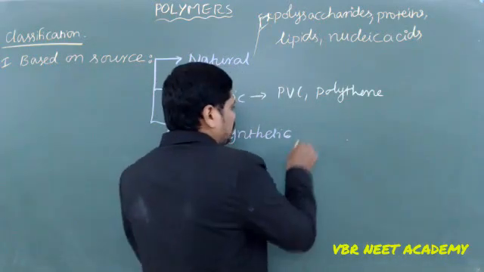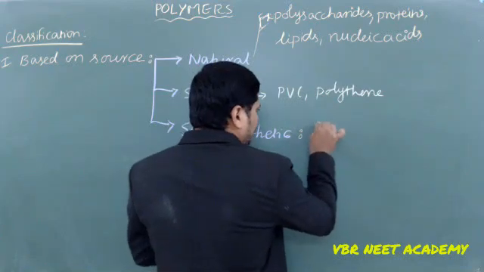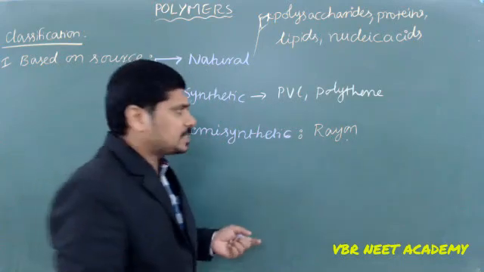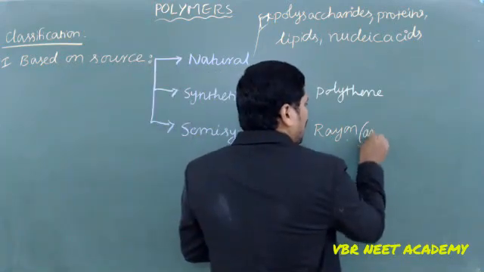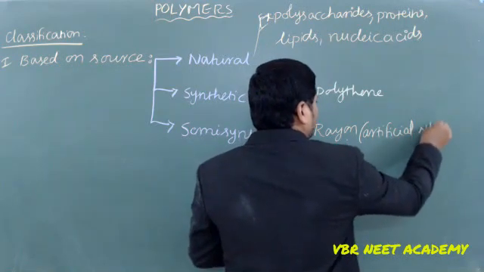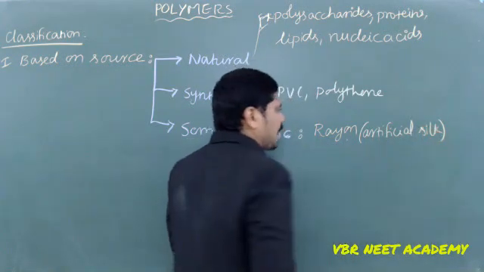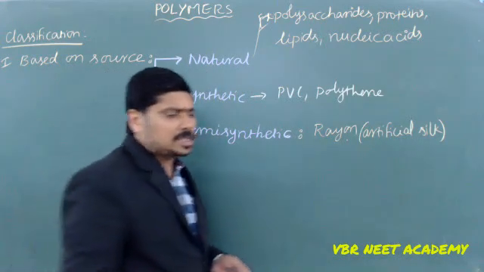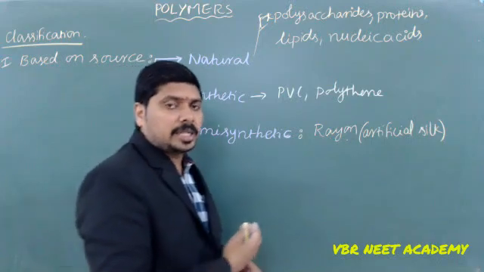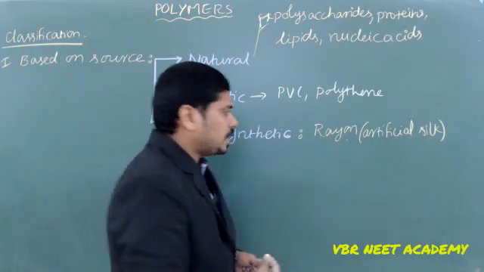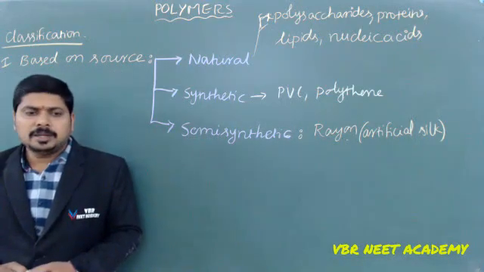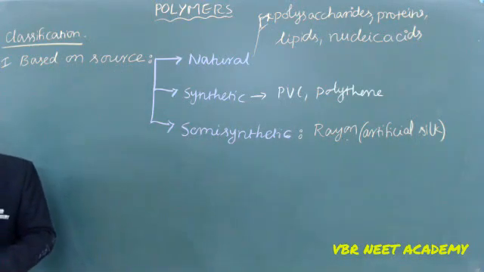Examples of semi-synthetic polymers are rayon, which is nothing but cellulose acetate. It is also called artificial silk. It looks like silk, but it is synthesized by man. Cellulose acetate is an example; we take wood pulp.